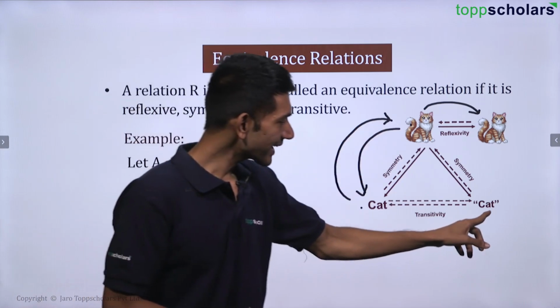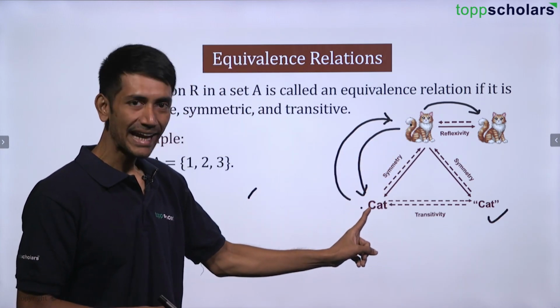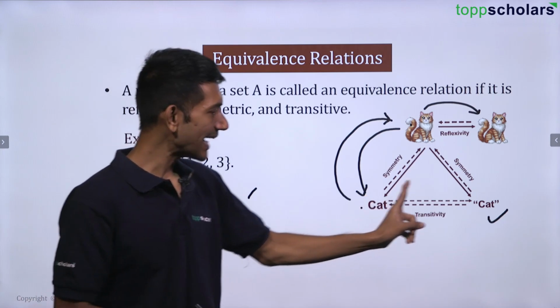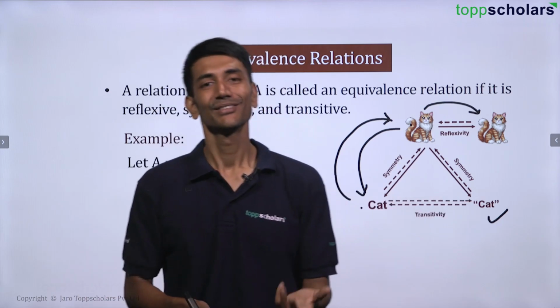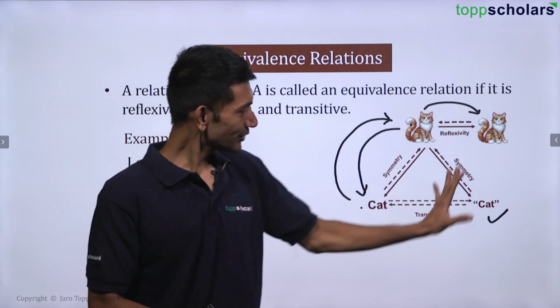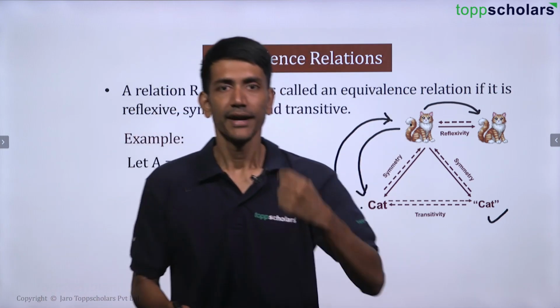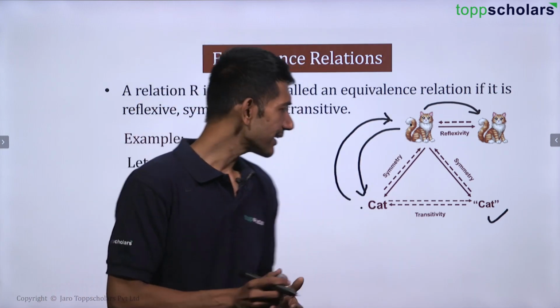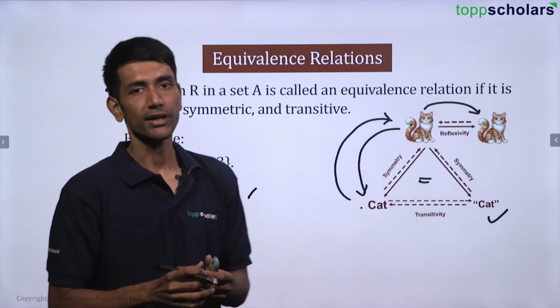Now again there is a third cat here. So if there is a relation between cat 1 and cat 2 and there is a relation between cat 2 and cat 3, then can I say there is a relation between cat 1 and cat 3? Of course. So this is how the structure looks, and whenever we have reflexivity, symmetry as well as transitivity, we can say that we have an equivalence relation. The relation is called equivalence.